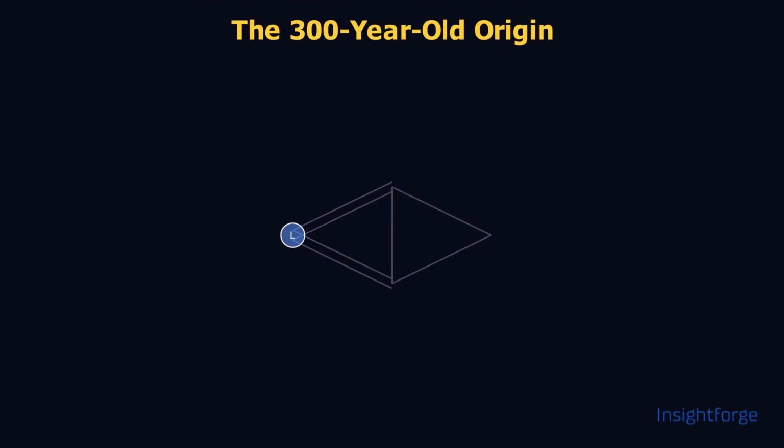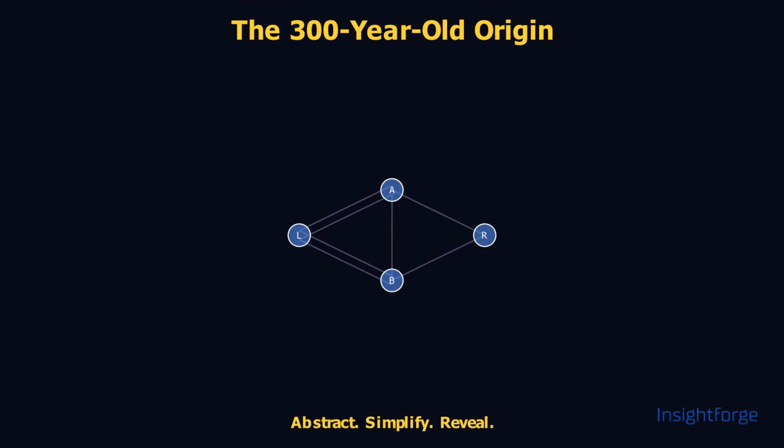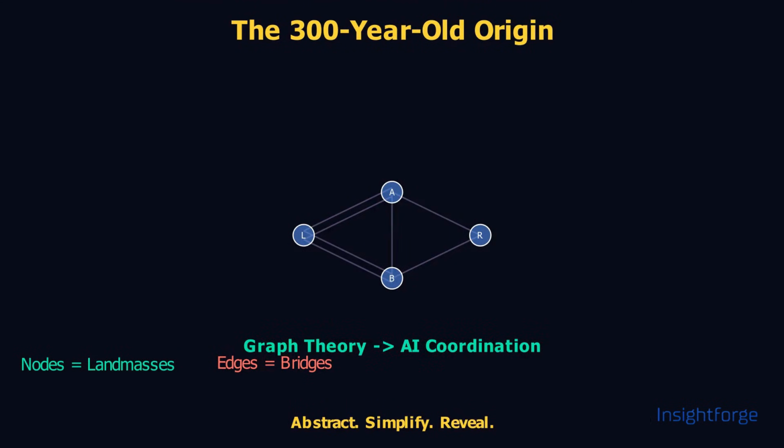Instead of guessing, Euler did something revolutionary. He simplified the messy real-world geography into an abstract mathematical concept. He represented land masses as circles called nodes, and the bridges as lines called edges. With this abstract diagram, Euler mathematically proved the route was impossible. In doing so, he laid the foundation for graph theory. Today, this exact 300-year-old framework is how we coordinate advanced AI agents.